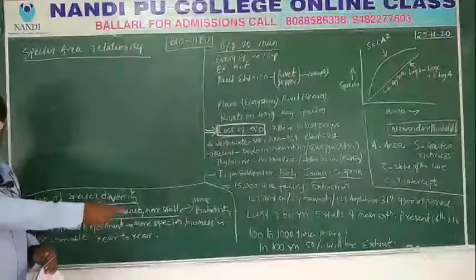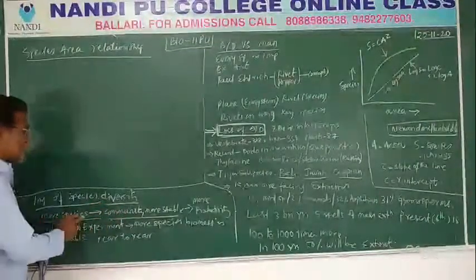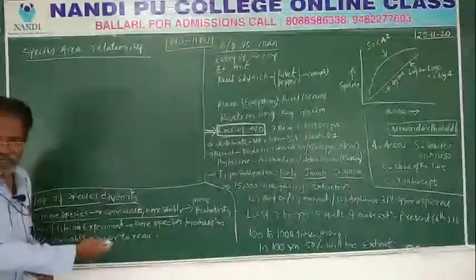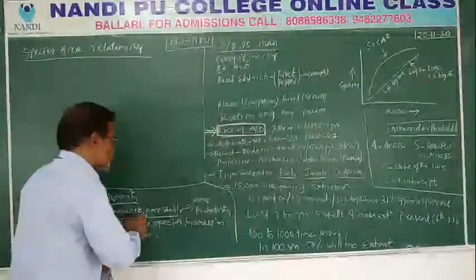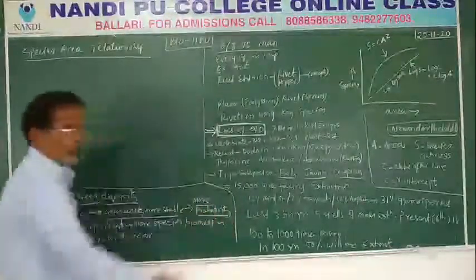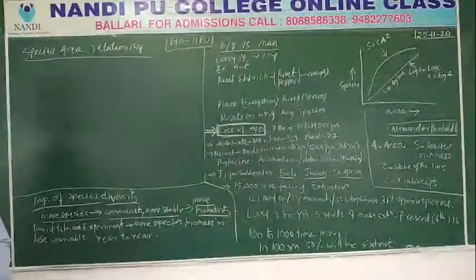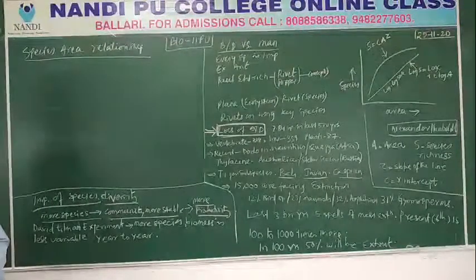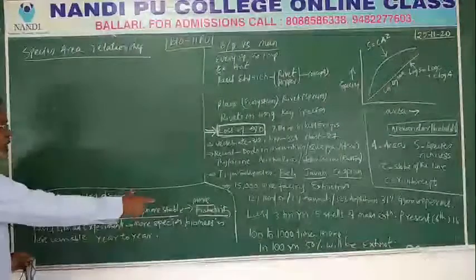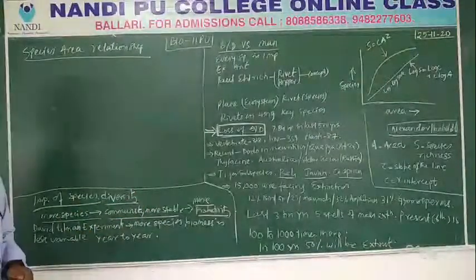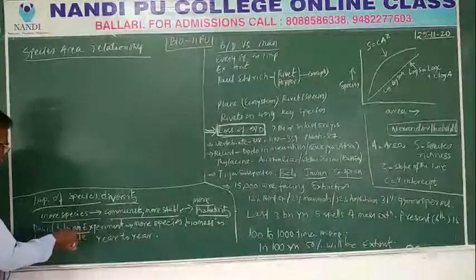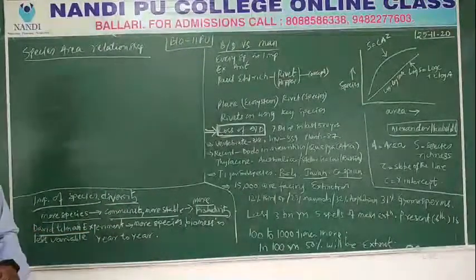In a community, if more species are there, then the community will be more stable. In this manner only you write down, because more species will result in a stable community. Now if there is a more stable community, then productivity will be more. Definitely more plants, more animals means their products will always be more. So this equation is very important. On this we can base many questions. Remember, don't forget this.